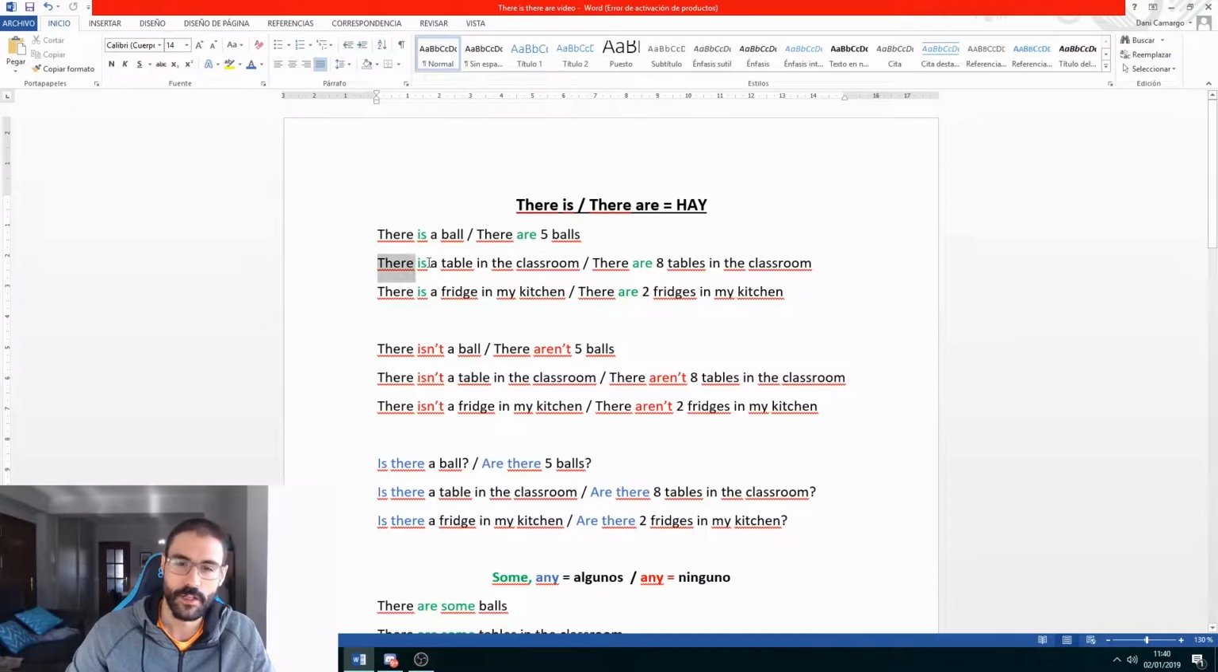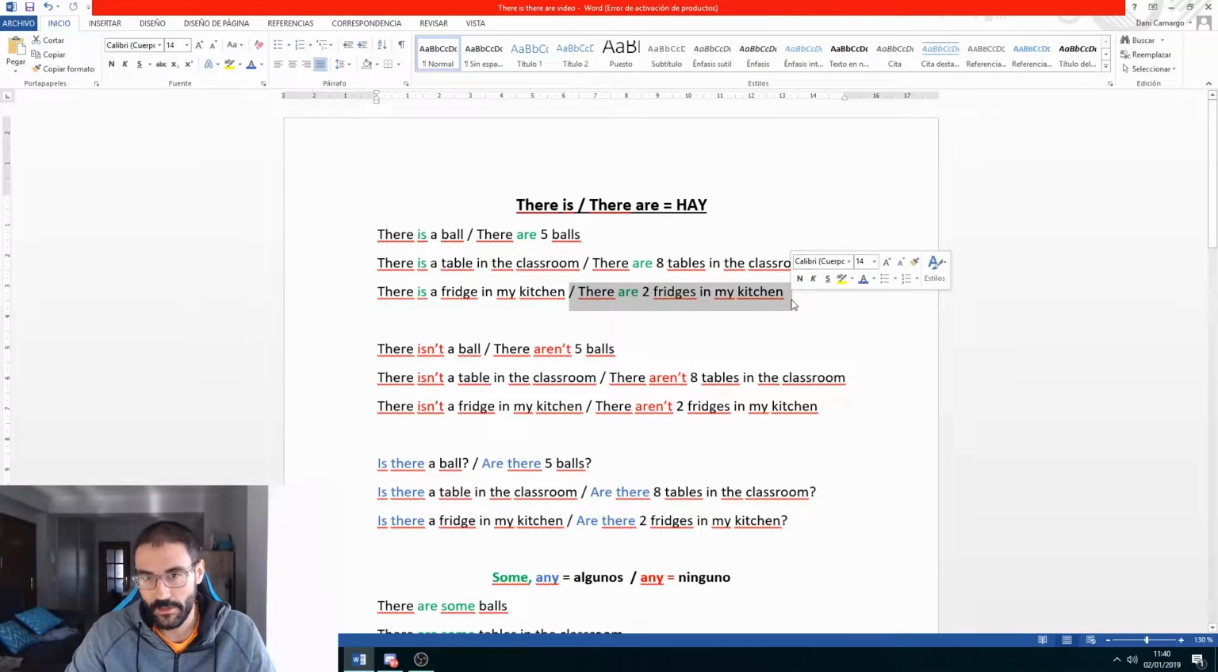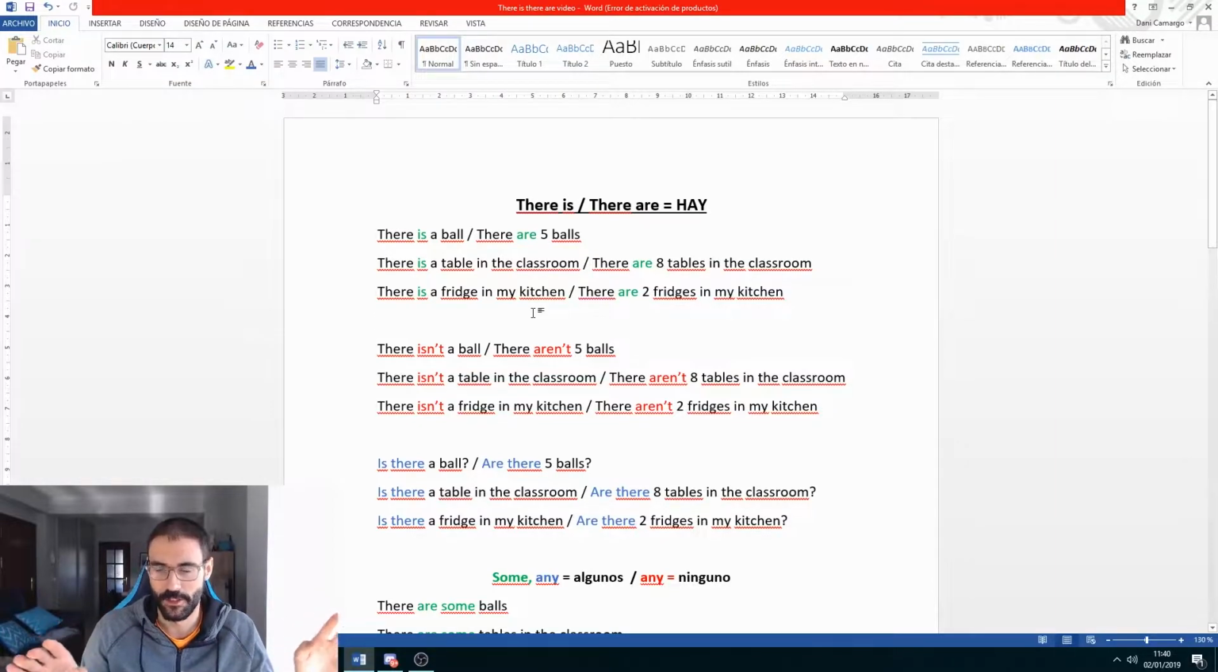More examples. There is a table in the classroom. Hay una mesa en la clase. There are 8 tables in the classroom. There is a fridge in my kitchen. There are 2 fridges in my kitchen. Okay, and that's it. It's simple.